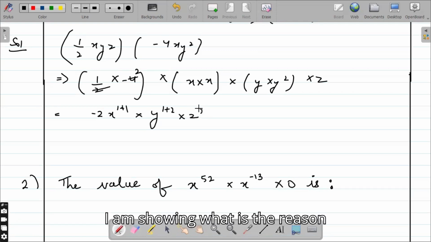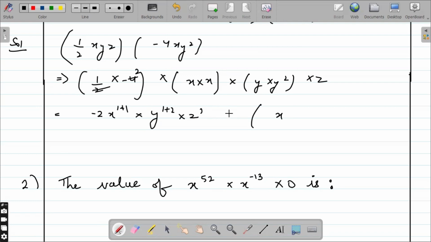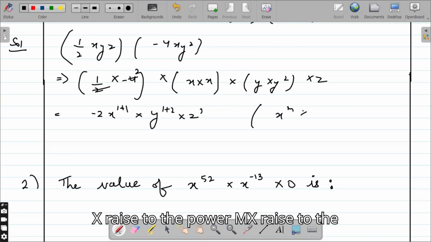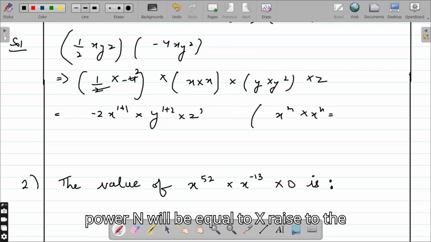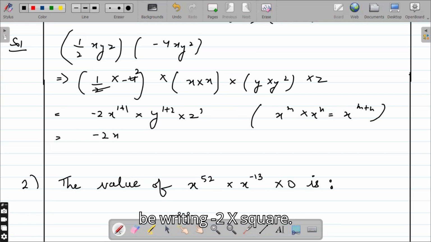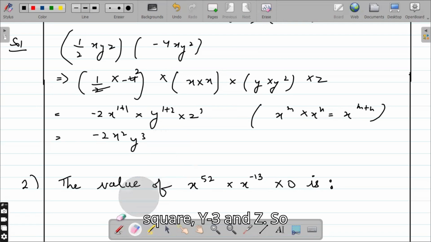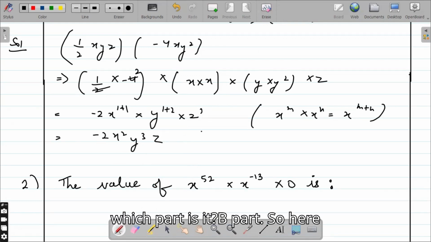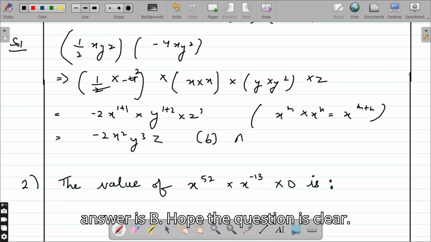And I am showing the reason why these powers are added. X raised to the power m into x raised to the power n will be equal to x raised to the power m plus n. So in our next step, we'll be writing minus 2 x square y3 and z. Which part is it? B part. So here the answer is B.